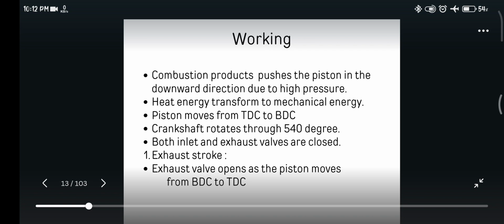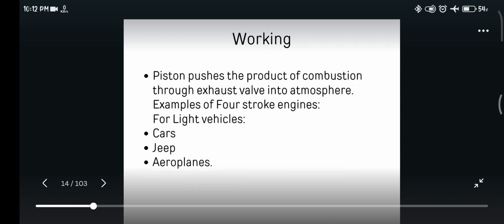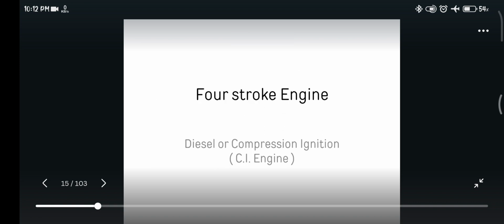Exhaust valve opens as the piston moves from BDC to TDC. Piston pushes the products of combustion through exhaust valve into the atmosphere. Example of four-stroke engine for light vehicles: car, jeep, and aeroplanes.